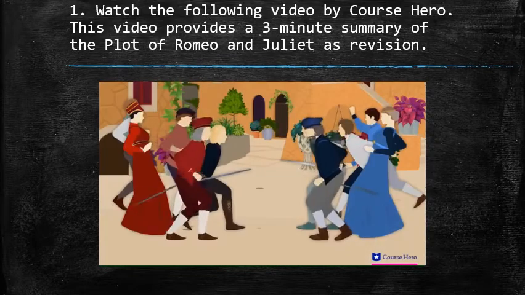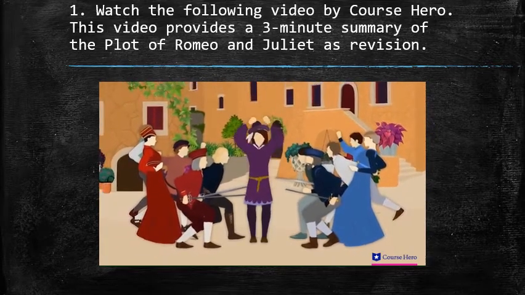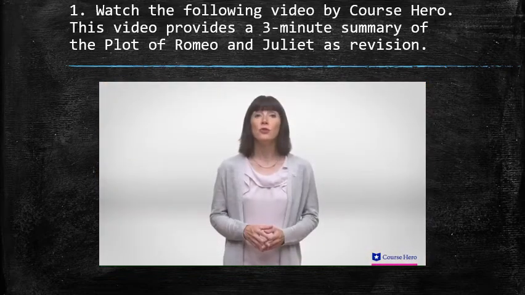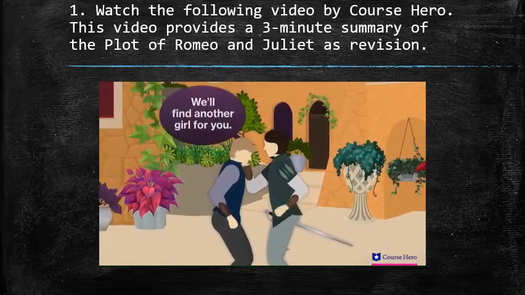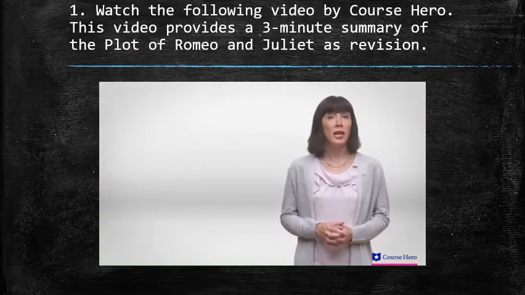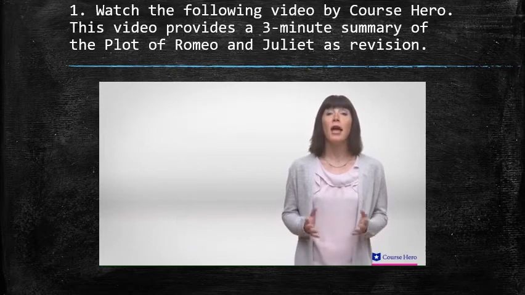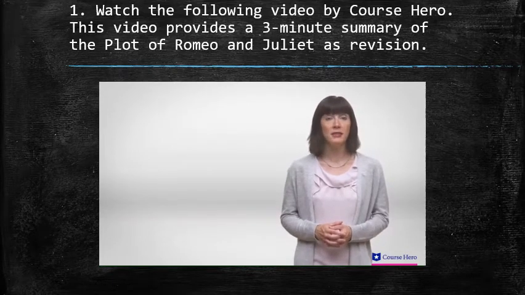The lords of the households arrive and pull out their swords to fight. Just then, the prince arrives and declares their feud illegal. We are introduced to Romeo Montague, who is lamenting his unrequited love for Rosaline. His friend Benvolio tells Romeo they'll find another girl for him. Meanwhile, Juliet learns that she has a suitor, the young Count Paris. The Capulets are hosting a masquerade ball where Paris and Juliet can meet.